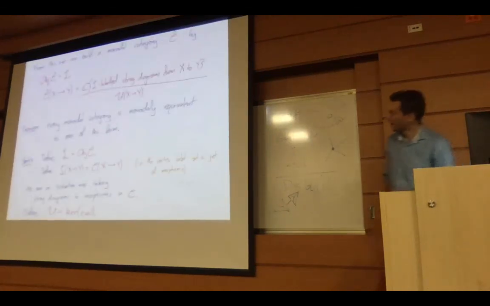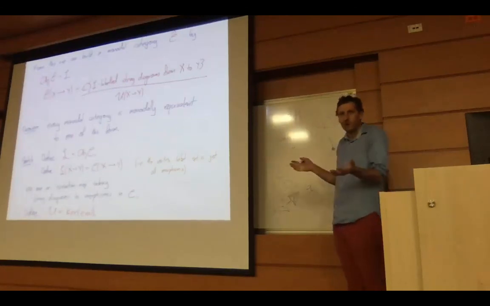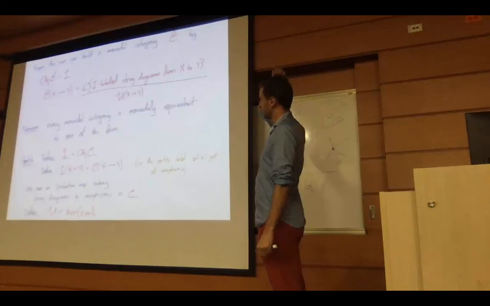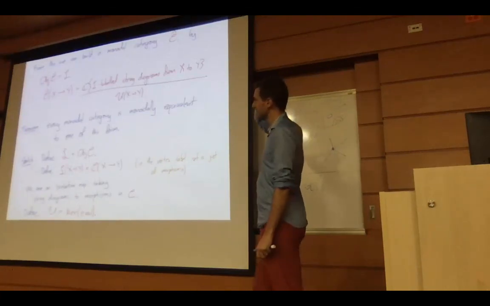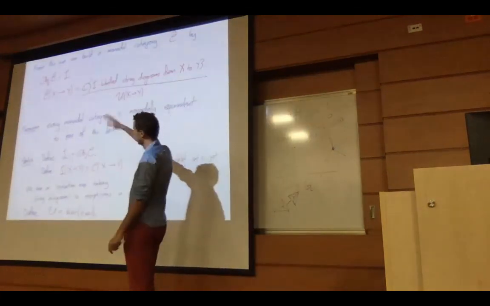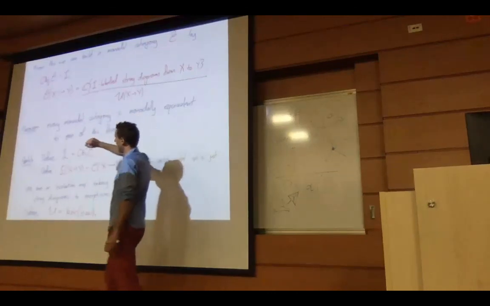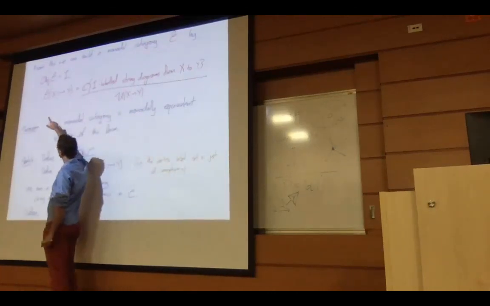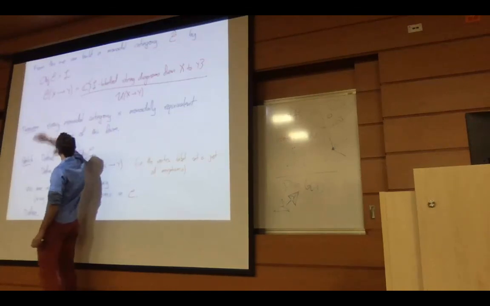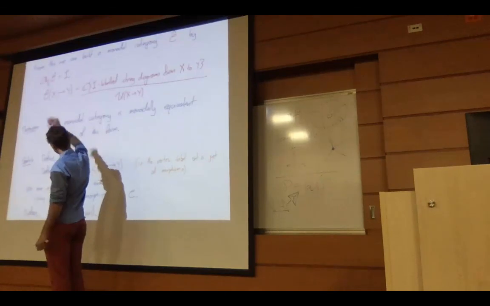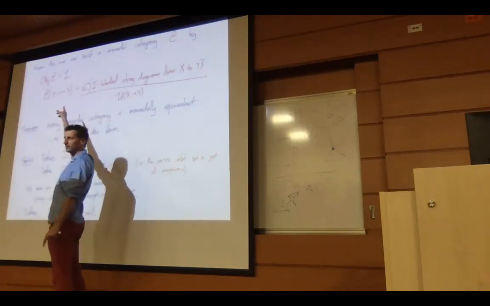Well, from that data, you can build a monoidal category. Let's call that the honest monoidal category C hat. The definition of C hat is, well, its objects are just the basic label set L. I should have written here that the objects in C hat are the words in L rather than L itself.